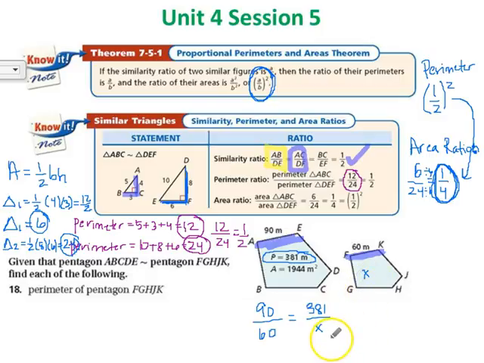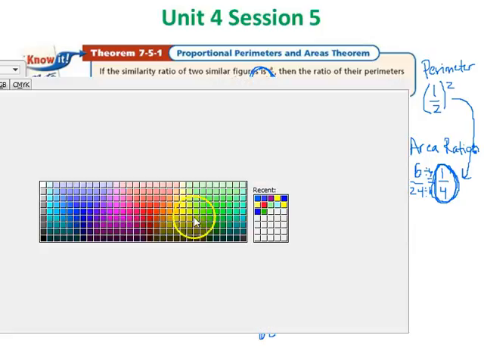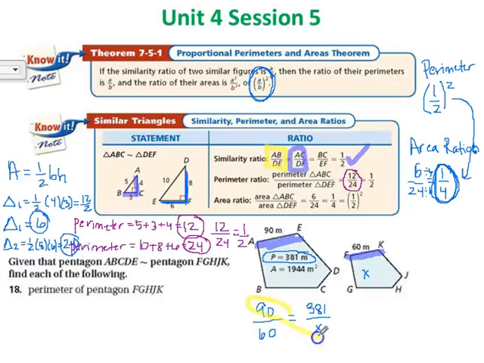So now we've got a proportion set up, and we can use cross multiplication to solve. Let's go ahead and do that now. We'll set up the equation: 60 times 381 equals 90x. So let's use the calculator.